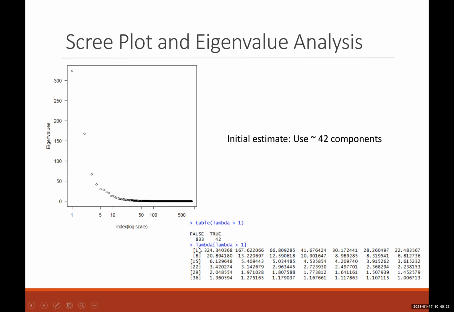And then if you say lambda greater than 1, you're subsetting out of the original data set those lambdas that are greater than 1, and you can see all 42 listed here. Remember that in principal components, as we'll learn later as well, the first component will always tell you the most information, as we can see from the lambda size here, and then it'll decrease as you go down the components.